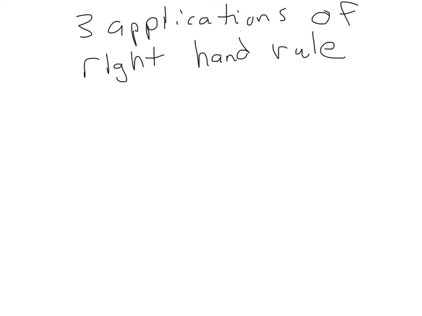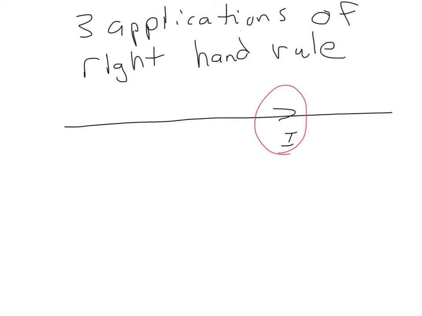Okay, so here are 3 ways you can apply the right-hand rule. One way is if you want to find the magnetic field associated with a current going through a long straight wire. So if I draw a long straight wire here and a current passing through it, you wrap your hand around: you put your thumb in the direction of the current, which is in this direction, and then you wrap your fingers around the wire.